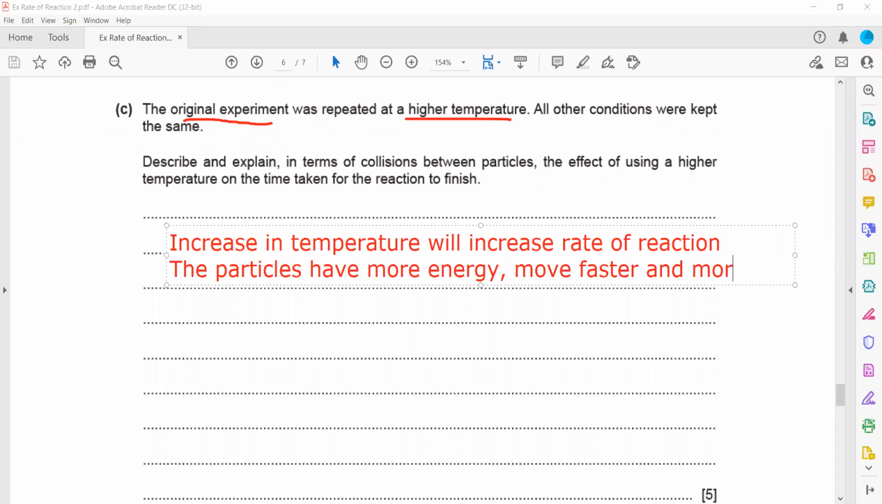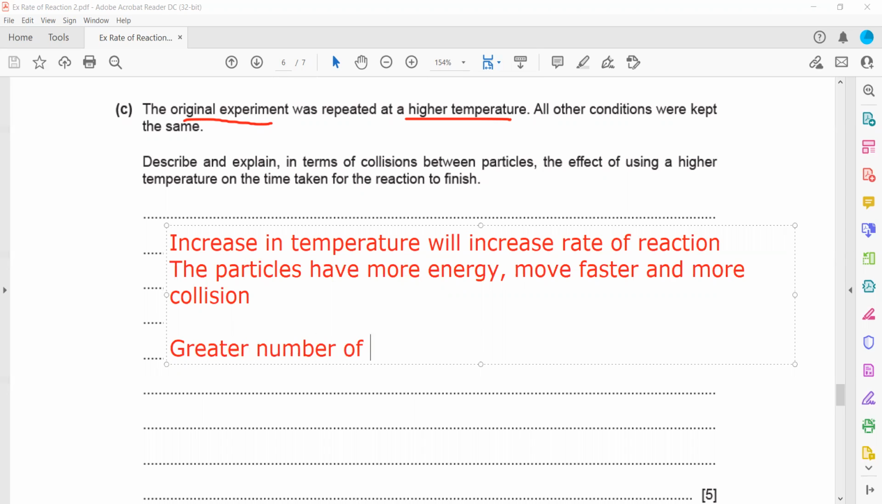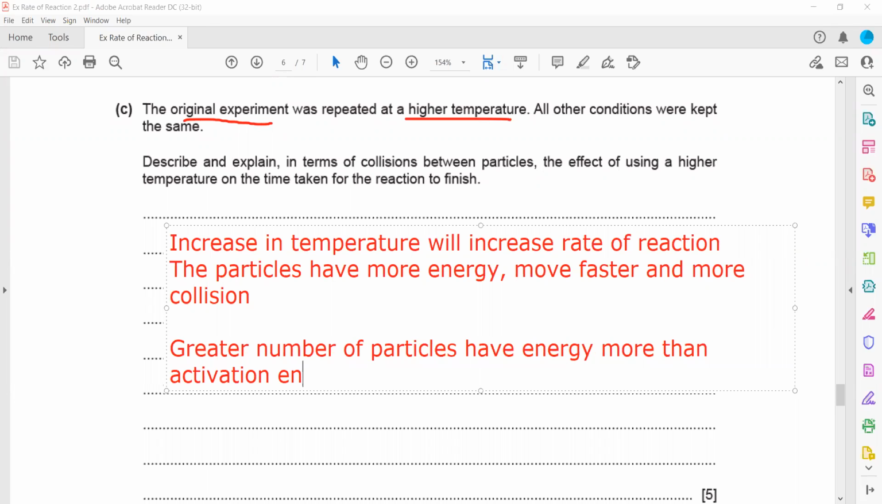And more collisions will be there. Then a greater number of the particles will have energy more than activation energy. So a greater proportion, or greater number, of the particles will have energy more than activation energy.